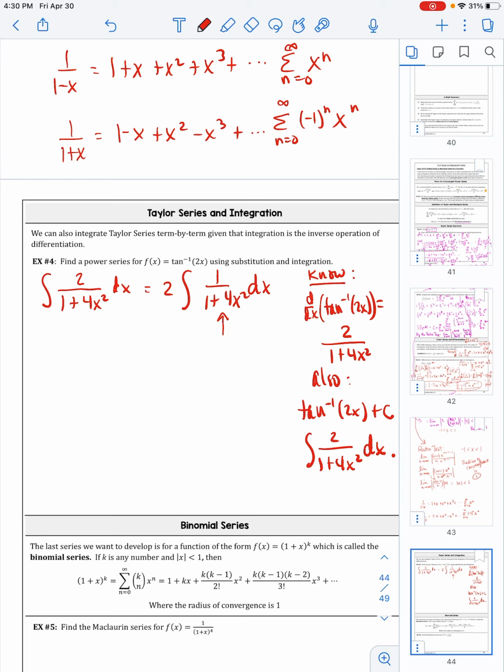Summation n equals 0 to infinity of x to the n. And so the only thing that changed, this was minus a minus x, and so you now have negative x to the n. But now here, this is 2 times the integral of 1 over 1 plus, and then here's your 4x squared. That is your x. So you've got 2 times, so I'm going to put 4x squared into this wherever I see an x.